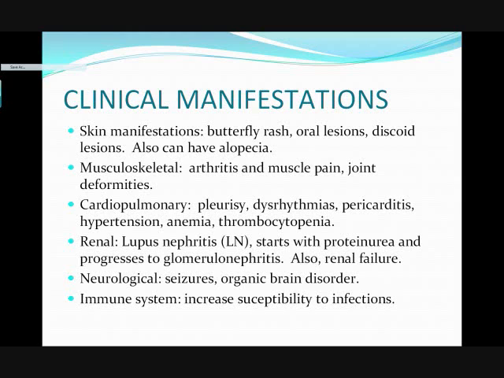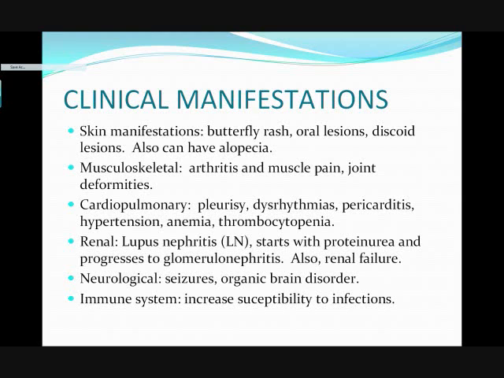Renal, there's lupus nephritis, which starts with proteinuria and progresses to glomerulonephritis. Also, renal failure. If this is left untreated, the protein excreted through the urine damages the kidneys themselves. A good way to test if that's happening is to do a dipstick, those little colored dipsticks that you check for ketones, protein, what else? The specific gravity. I don't know if you've seen those little sticks that you stick into a urine sample. You'll be able to see if there's any protein in the urine.